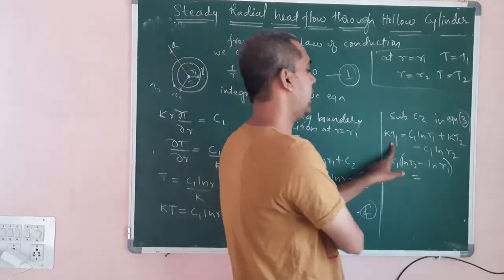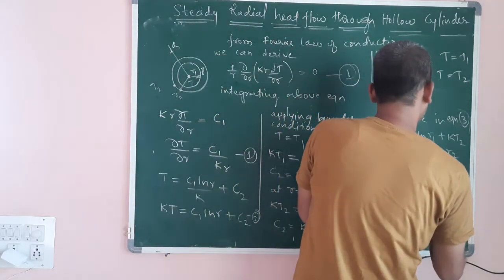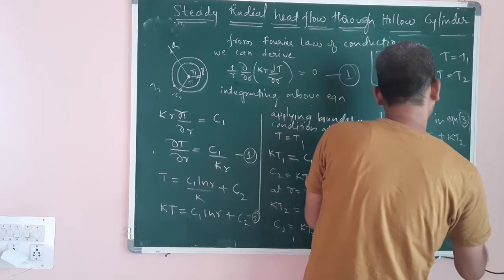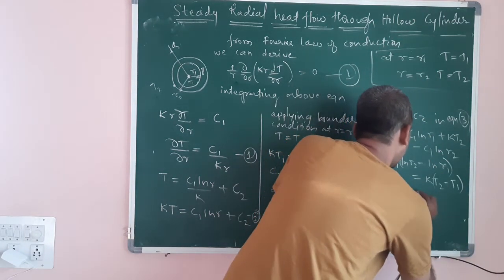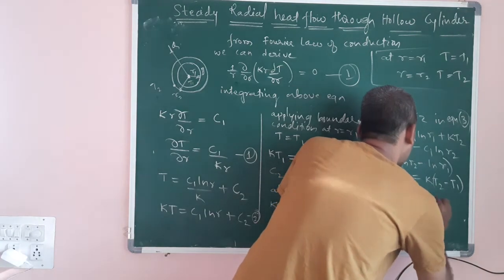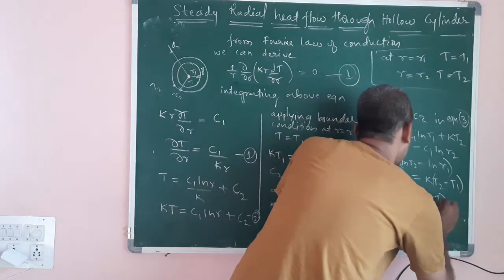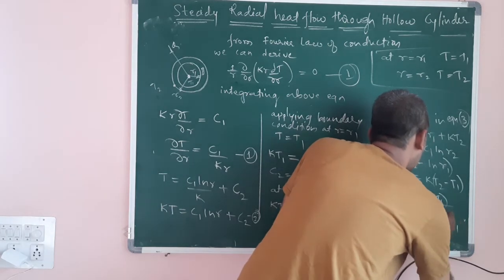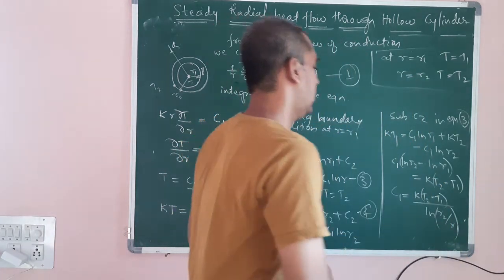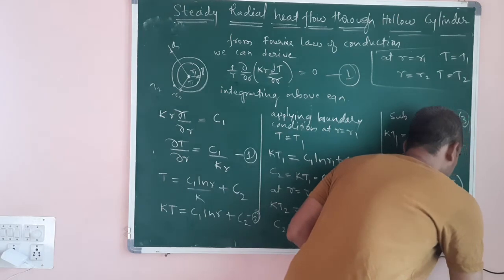I will take K T2 minus T1. Therefore C1 is equal to K T2 minus T1 divided by ln of R2 by R1. This is C1 ln of R2 by R1.